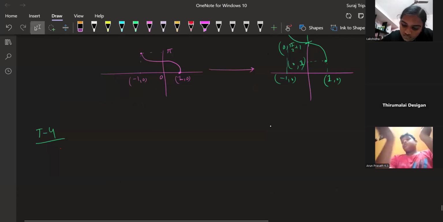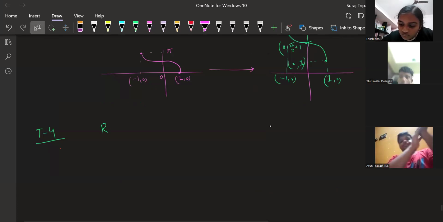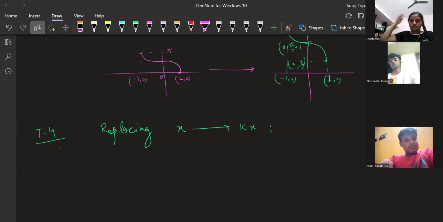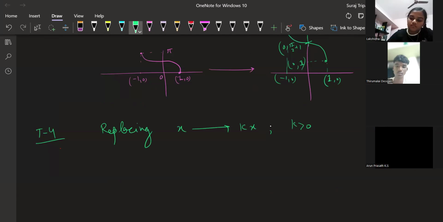Now the next transformation, I think 4: replacing x by kx, where k is positive.